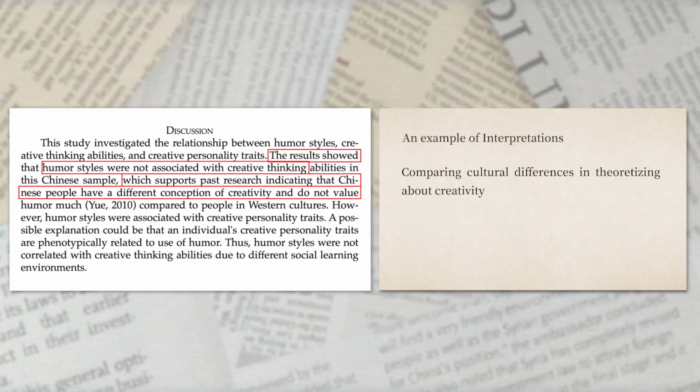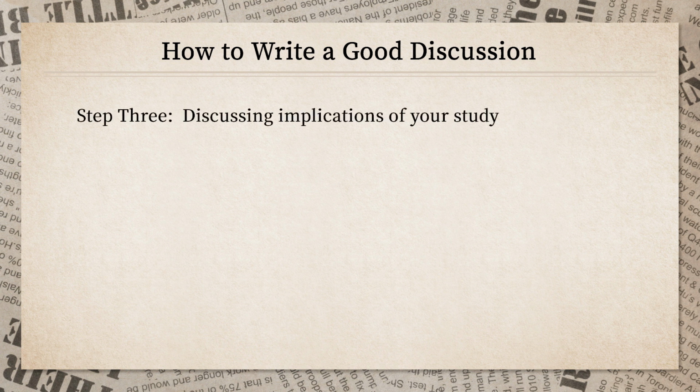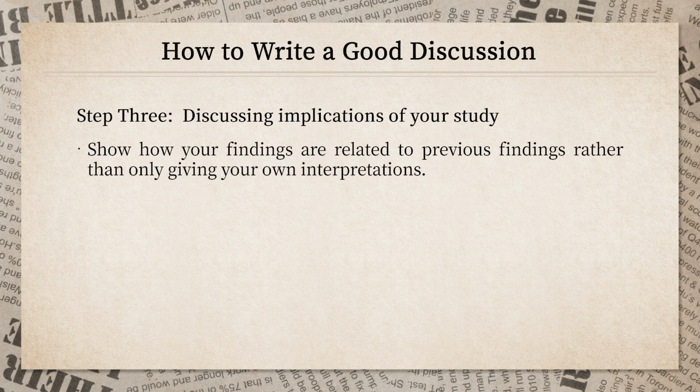You can see the part in the red block is really a summary of what I discovered in this study in relation to studies that I've done before, not only of mine, but also of others. Well, the third step for writing a good discussion is to discuss implications of your study. You'll show how your findings are related to previous findings, rather than simply giving your own interpretations.